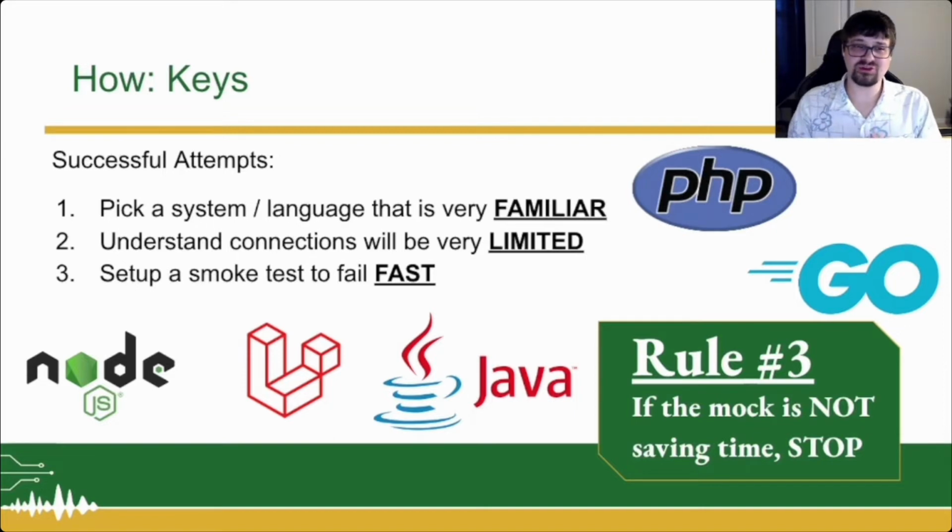And so the third one that I like to say is set up a smoke test to fail very fast, right? As soon as you deploy it, start beating on it. And if it breaks, figure out, okay, is it such a breaking thing that we need to go in and add more development to it? Or is it something that we're actually experiencing on the consumer side? And so rule 3 kind of gets wrapped up: if the mock is not saving time, stop, right?